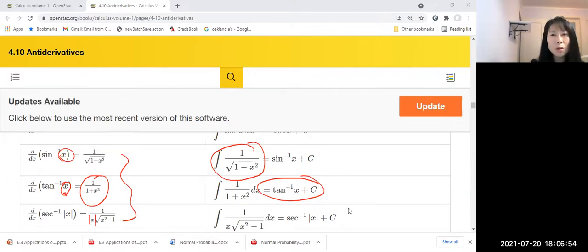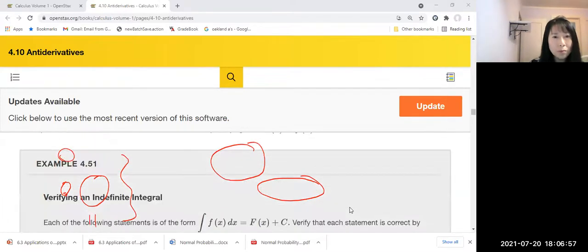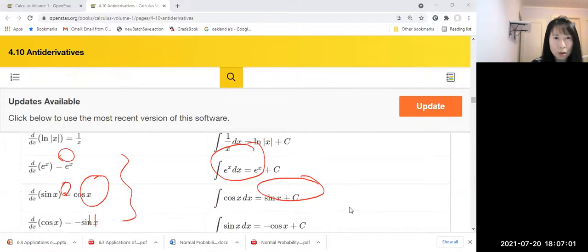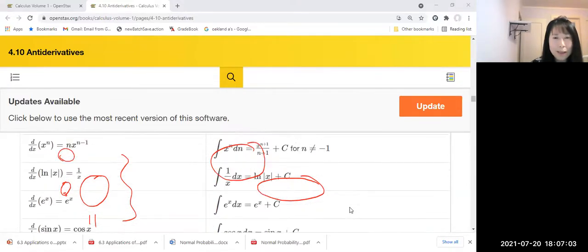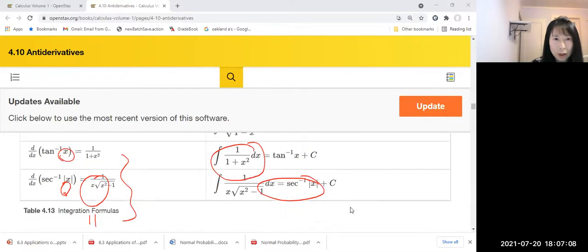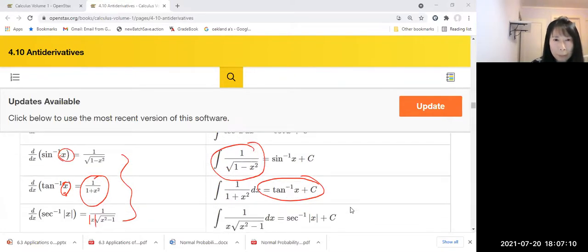So this one, you must remember everything, okay? The table which I showed you, this one. It's about all the basic ones and then the trig and inverse trig, okay? Please remember everything so that you can recognize the problem, all right? Okay, so let's do that.